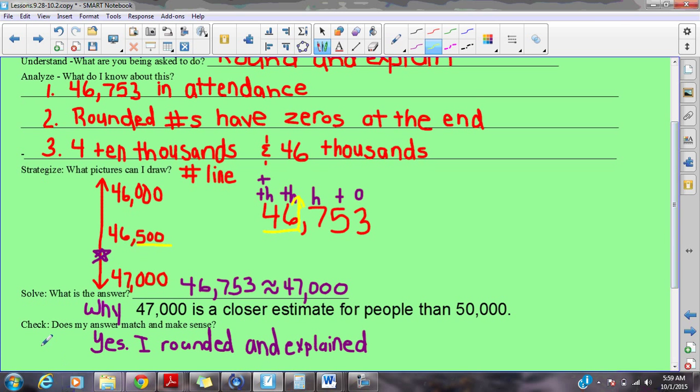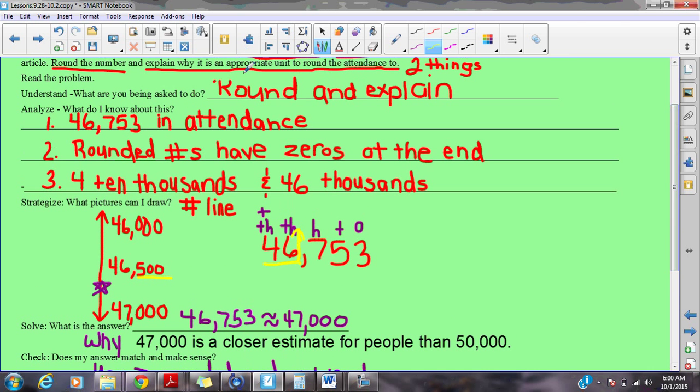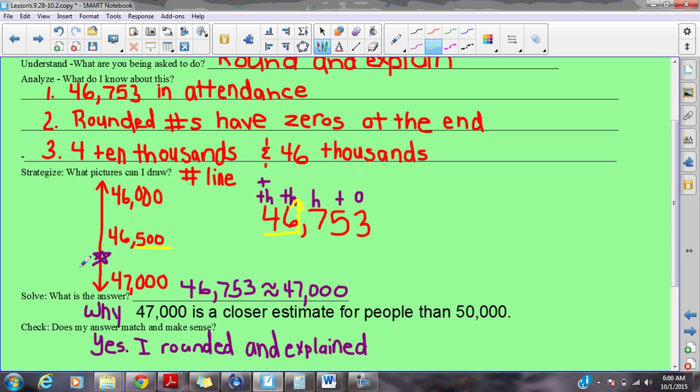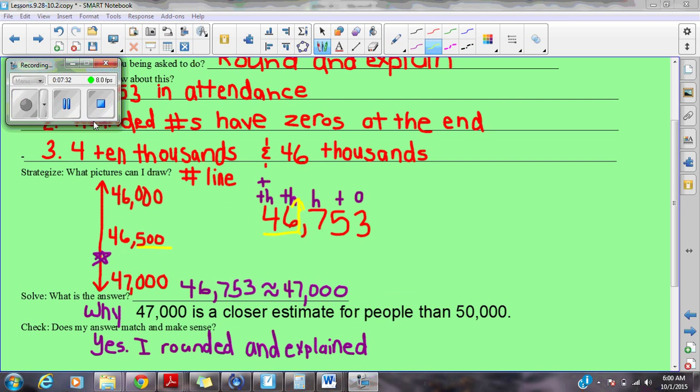So, does my answer match and make sense? When this question is asked, you are looking for what you were being asked. I was asked to round and explain. Did I round? Yes. Does it make sense that 46,753 would round to 47,000? Yes, because I rounded to the nearest 1,000. Did I explain? Yes, I told why I chose to round to 47,000 rather than 50,000. So yes, my answer matches what I was being asked to do, and it makes sense. And there you have it. I've modeled how to use the steps in a rounding problem.